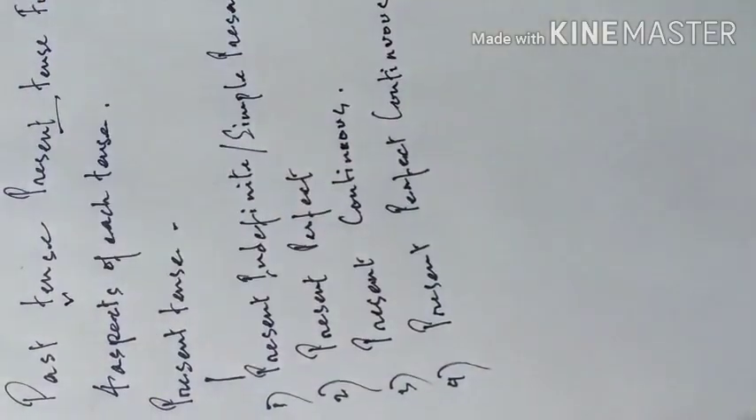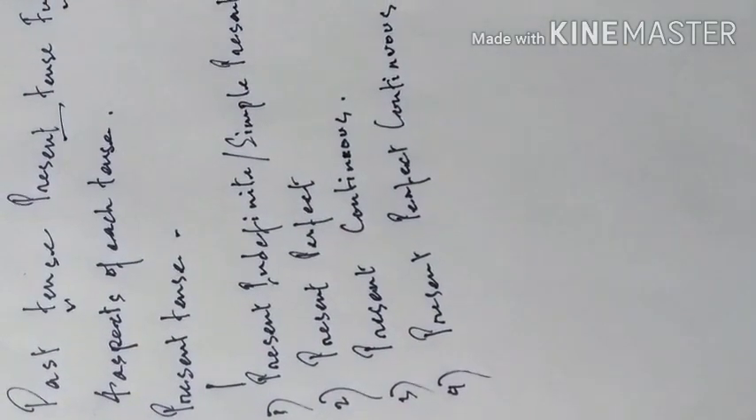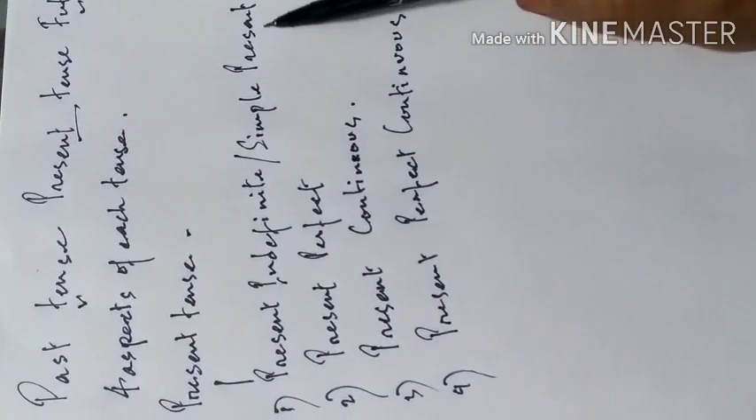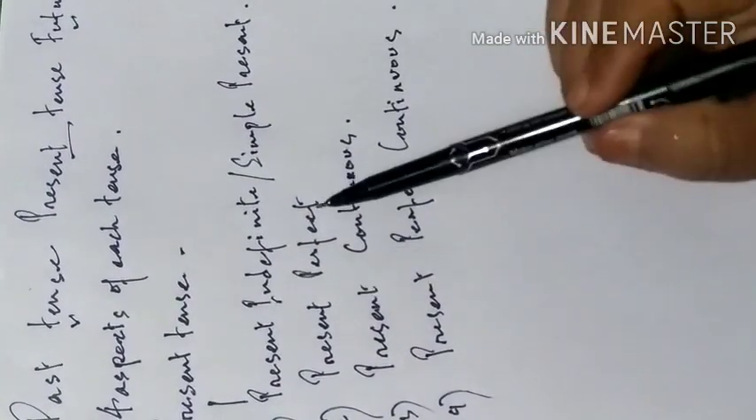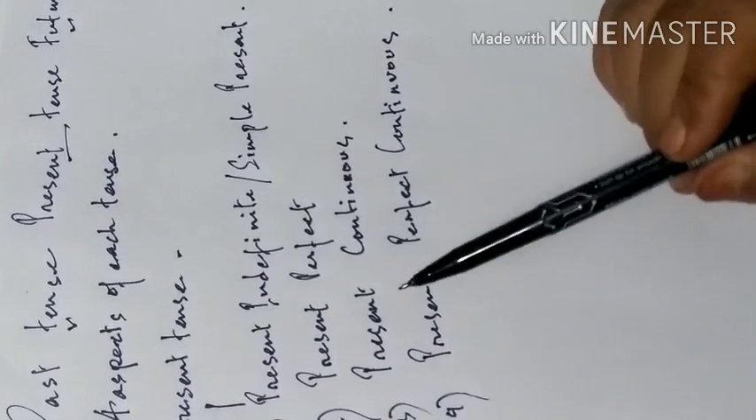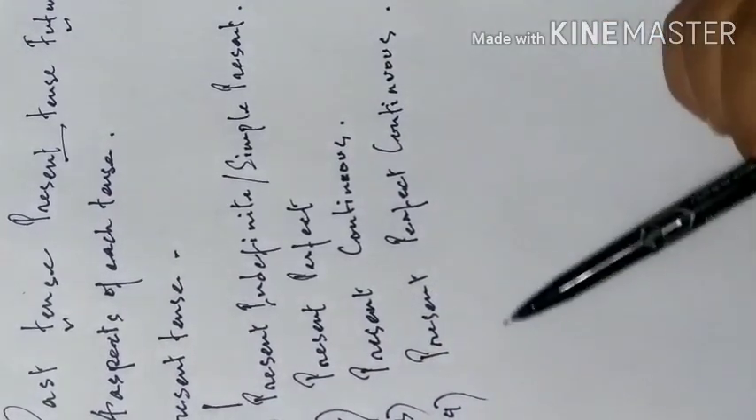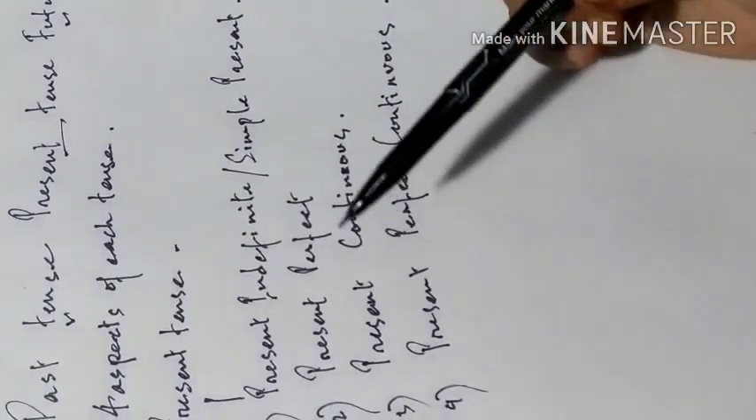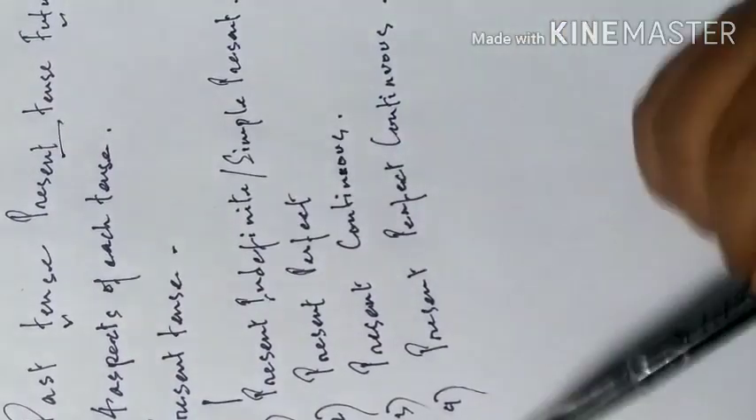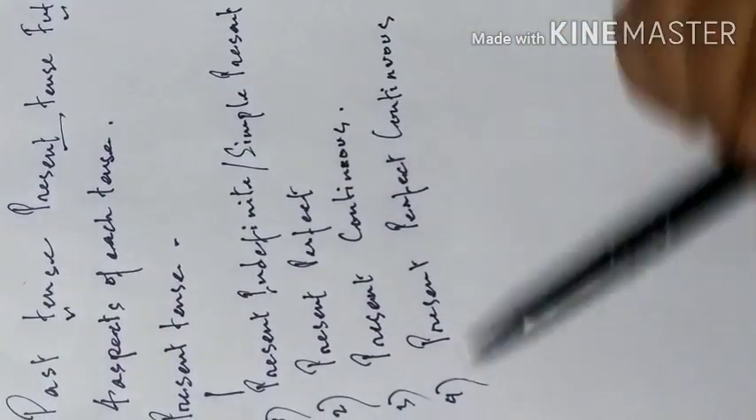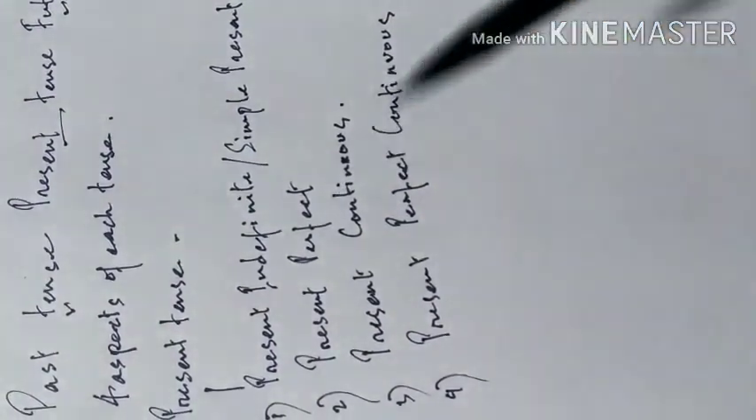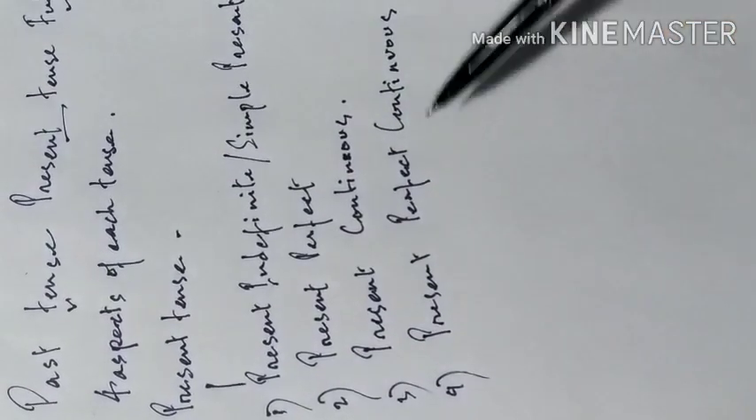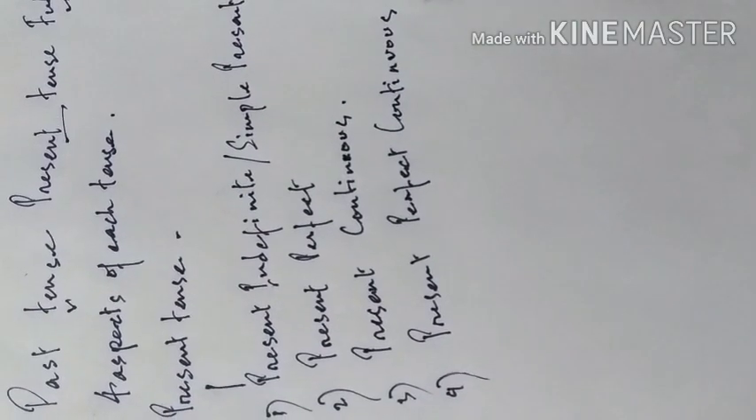past tense and also the future tense. There is the past indefinite or simple past, then there is the past perfect, then past continuous, then past perfect continuous. And again, for the future tense also, we have the future indefinite or simple future, then future perfect, then future continuous, and future perfect continuous.